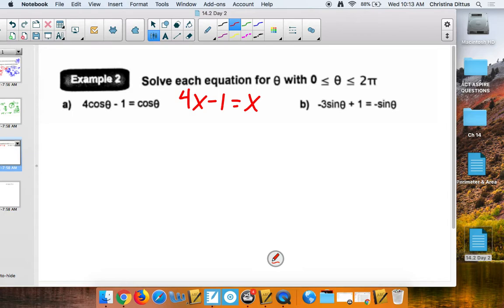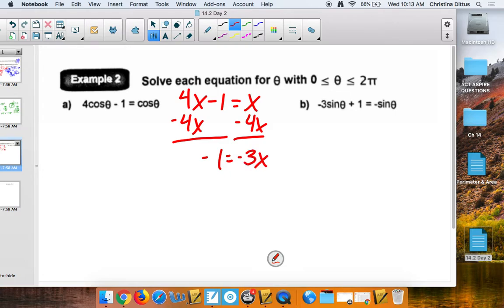Minus our x's. You can do it the other way, but this one has fewer steps. We're going to do it this way. If I minus 4x, what do I get on each side? On my left side, I get -1. What do I get on my right side? -3x. Does everybody agree on that?